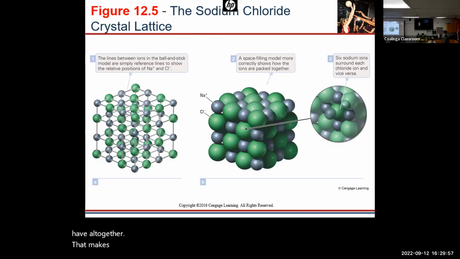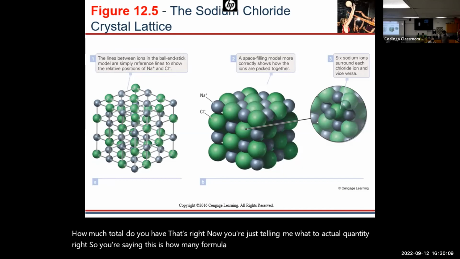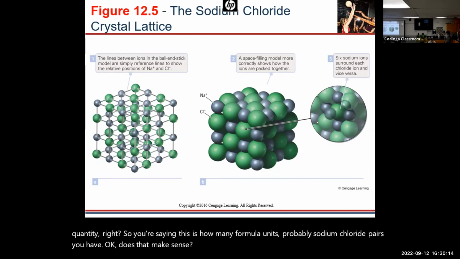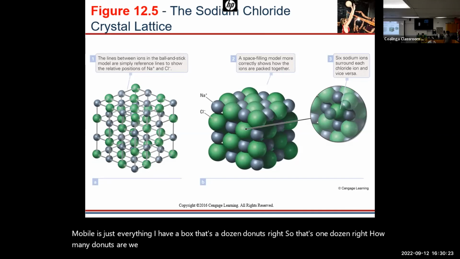So molarity refers to how much total you have. That's right, but now you're translating it into an actual quantity. So you're saying this is how many formula units, how many sodium chloride pairs you have. Does that make sense? So a mole is just like a box with a dozen donuts, so that's 1 dozen. How many donuts are in there? But let's say everybody eats 2 donuts that are connected together, matching each other.